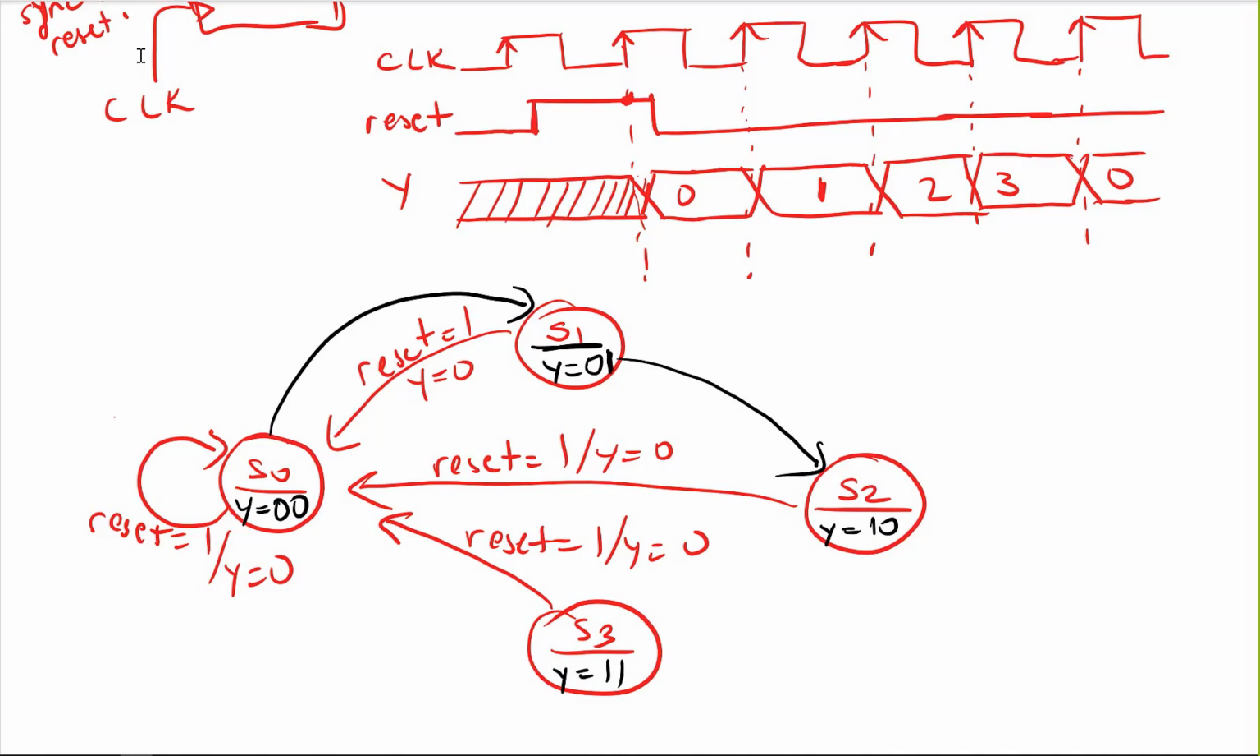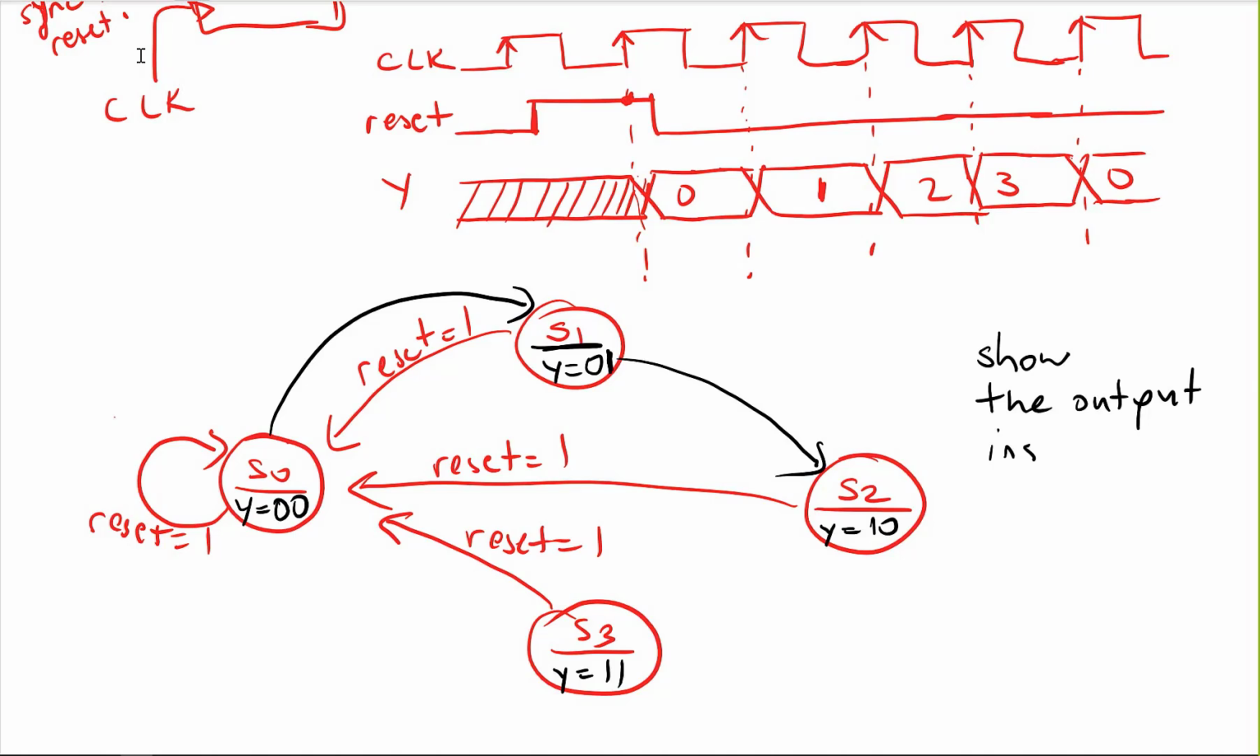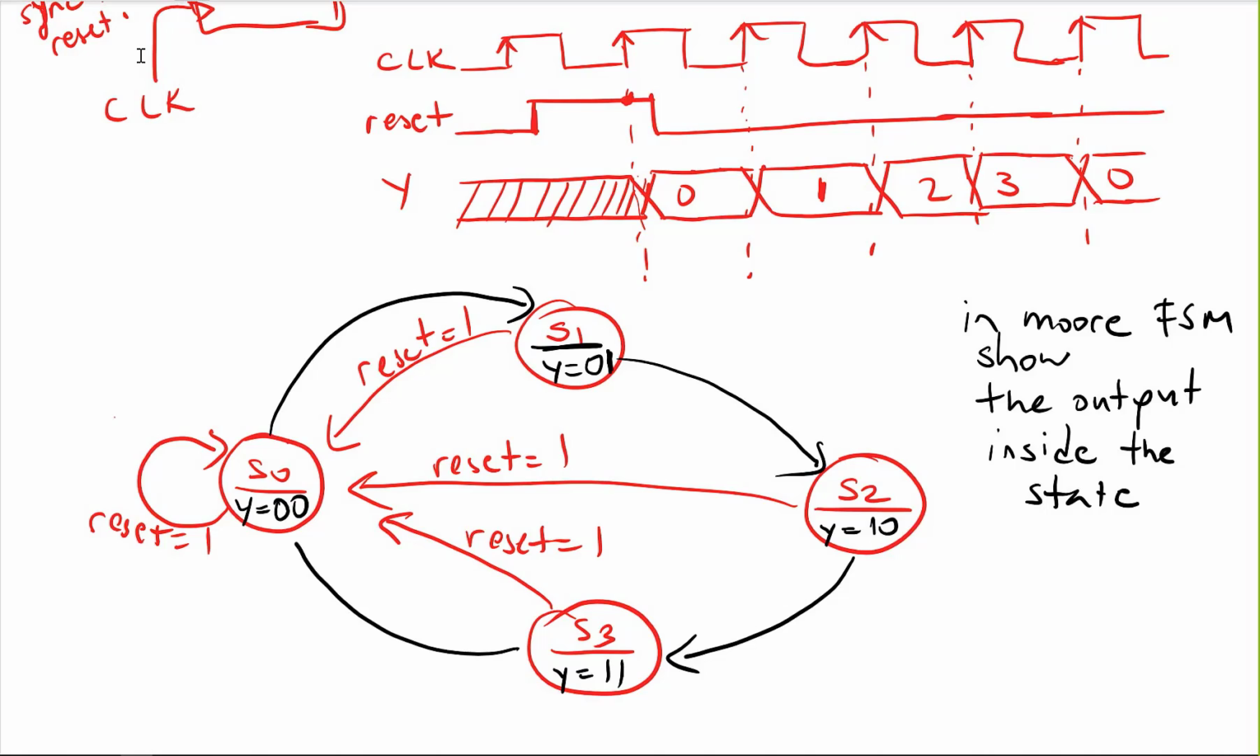Since this is a Moore state machine, I show my outputs inside the states. So in the Moore machine we show the output inside the states. If I am in S2, I will be going to S3 on the next clock cycle, and if I am in S3 I will be going to S0, right? So this is my state diagram for a 2-bit counter with reset signal.